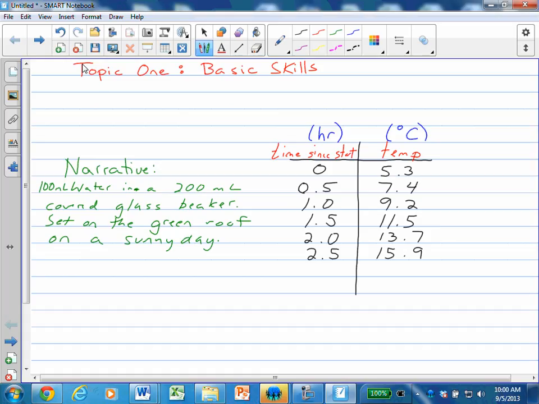Okay. 10 a.m. start. Ambient air temp of 12.2 degrees Celsius.